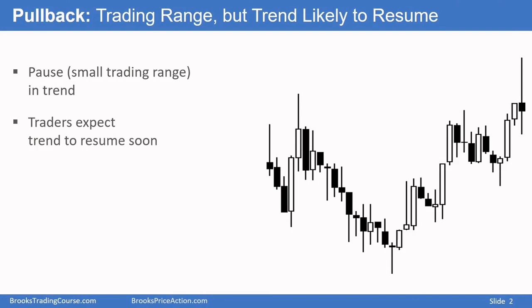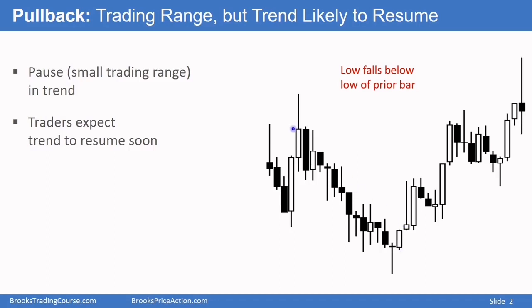Any pause in a trend is a pullback, and it's also a small trading range. And traders expect the trend to resume. If the pullback grows to 20 or more bars, traders start to wonder if the trend will resume or reverse. And at that point, I stop using the term pullback, and instead I switch to the term trading range.